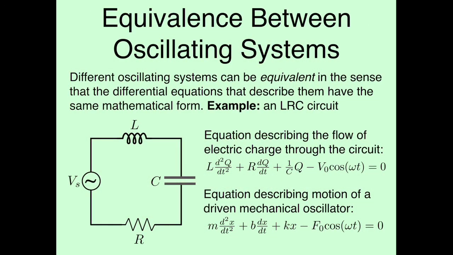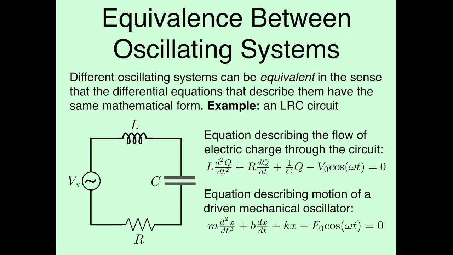So the last thing I want to touch on here is the equivalence between different oscillating systems. This is the idea that you can have two different systems that oscillate that look very different on their face, but they're equivalent in the sense that the equations describing them look exactly the same. They have the same mathematical form.